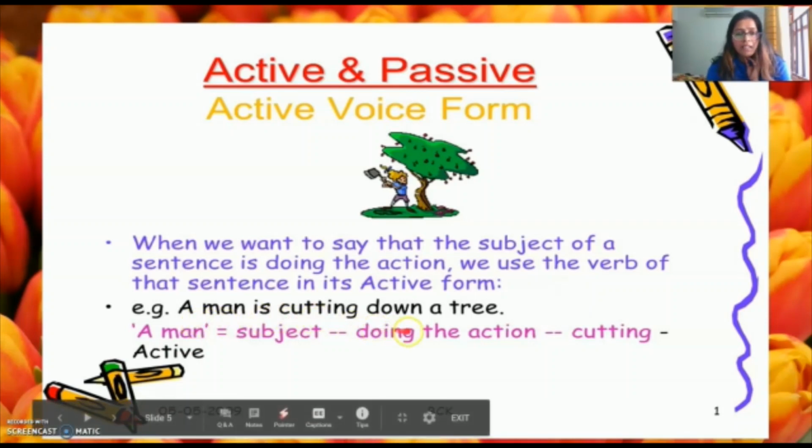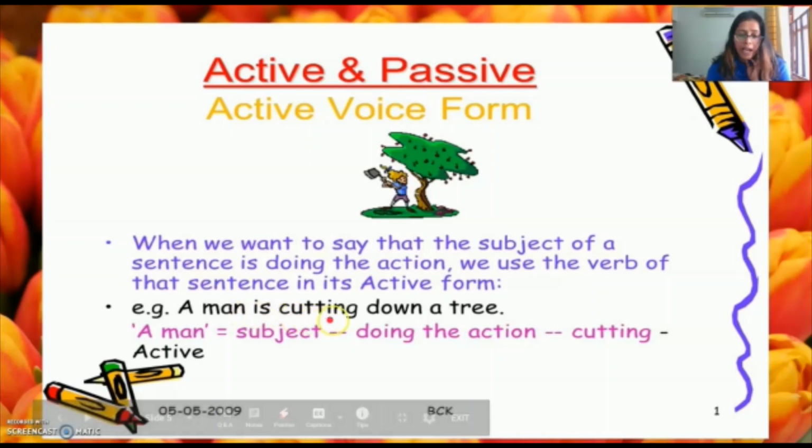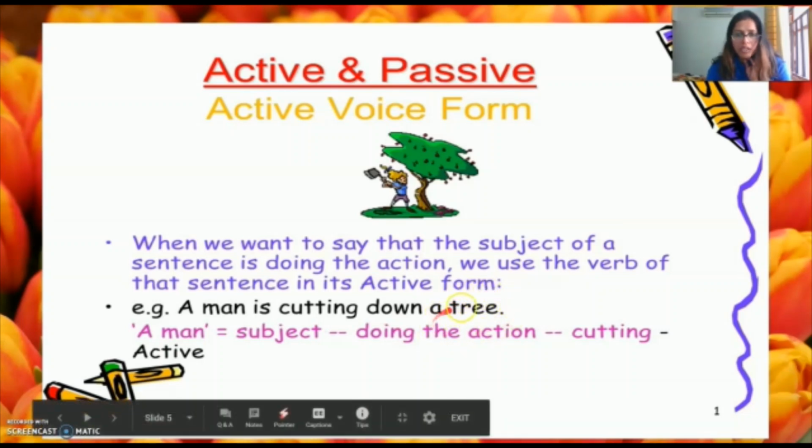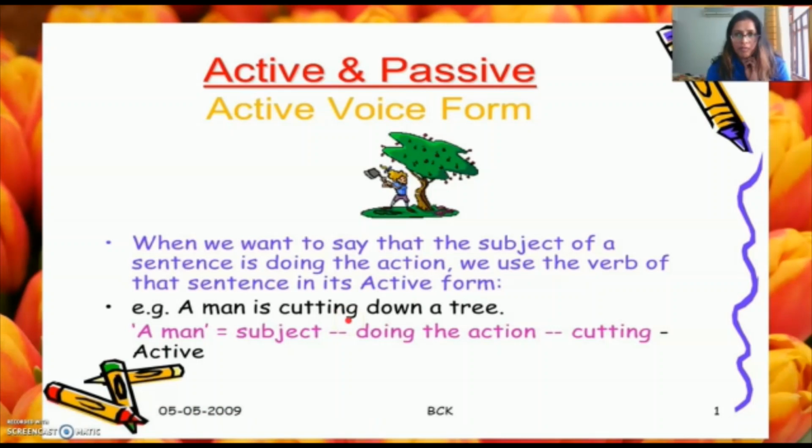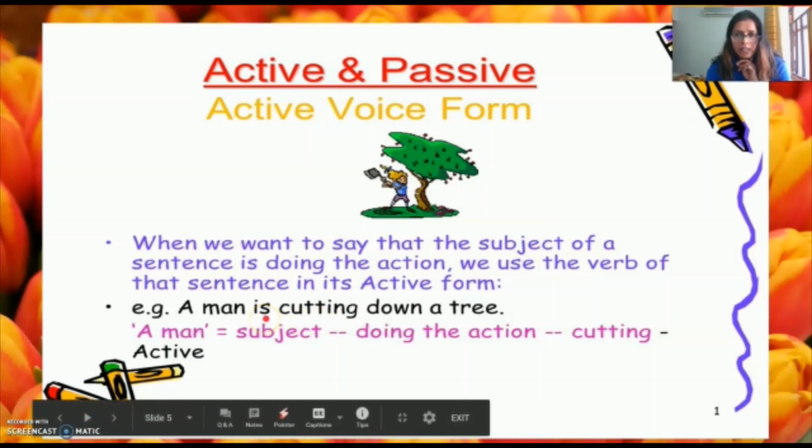A man is cutting down a tree. Here, man is the subject and the action that he is performing is cutting. The object here is tree. So, cutting is the active form of the verb. And you can also say that is the helping verb.